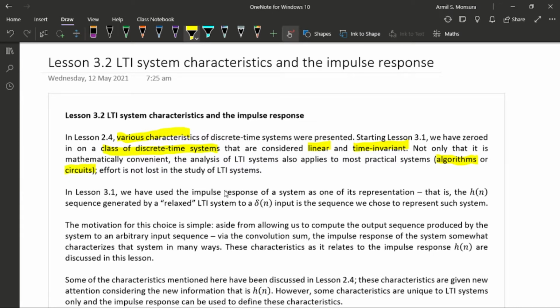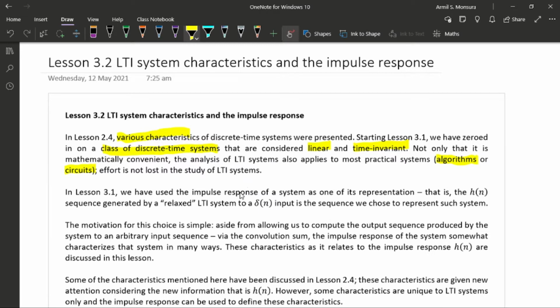So effort is not lost in the study of LTI systems. In every study of signals and systems that you will encounter, you will really start on what we call linear and time invariant systems, because that's where everything actually starts.